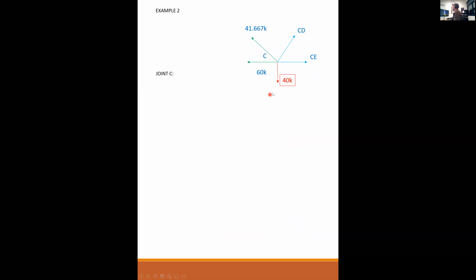Joint C, I also have a 40 kip load at joint C, and I'm going to do the same thing. Sum the verticals first because there's only one unknown in the vertical direction. So I have 3/5 of 41.667 because it's pulling up, it's positive. 3/5 of CD, it's pulling up, so positive. Minus 40 equals 0. So CD equals 25 kips in tension, pulling up.